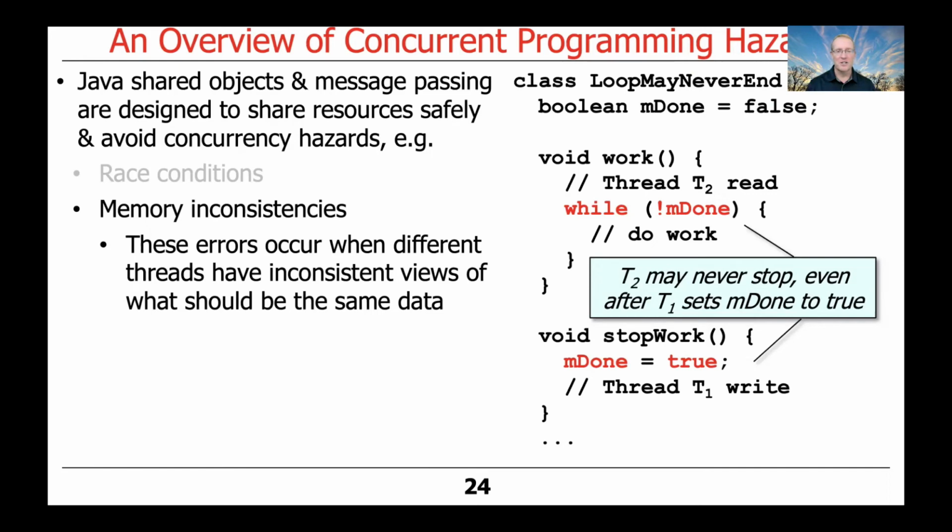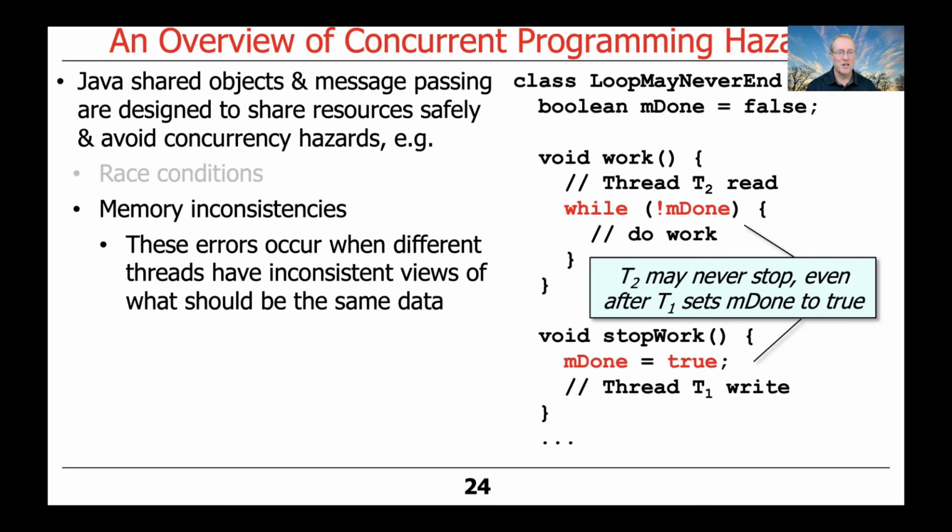And what's happening here is that the work method, which let's assume it's in thread T2, the second thread, is going to keep looping while the mDone field is set to false. So as long as it isn't done, it'll keep looping. stopWork, as you can see, is going to set mDone to true. And that will be called by thread T1 at some point.